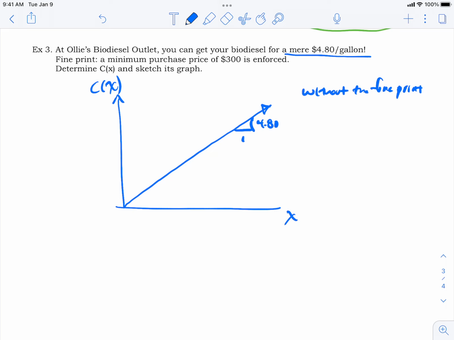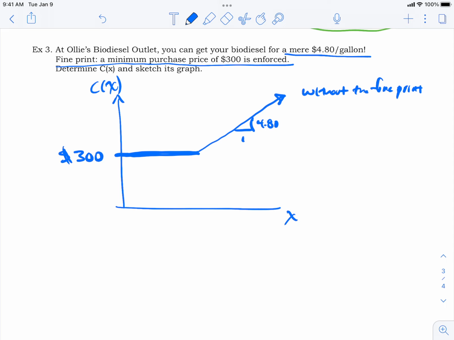But then all of a sudden you read the fine print and you go, oh my God, I have to pay at least $300, which means I don't know where $300 is here, but you're not going to pay less than that. So you can't possibly pay less than that, which means that we should get rid of this part here. So I think I can get rid of that by doing this. And then just redrawing this part. There we go. That's what's really going on.